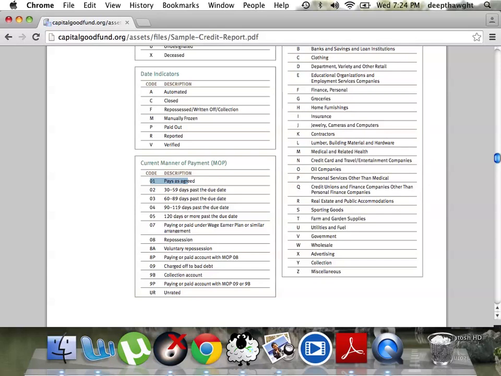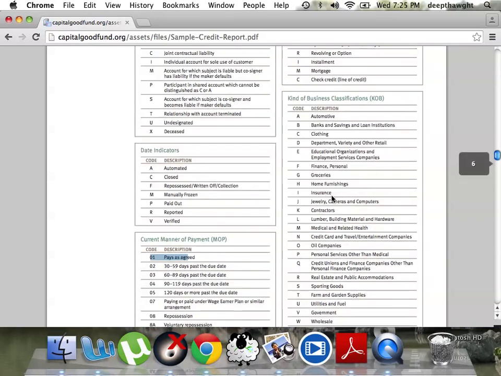AP, paying or paid account with MOP. 9 is a charge-off to bad debt. 9B is a collection account. 9P, paying or paid account with MOP. 9 or 9B. UR is unrated.